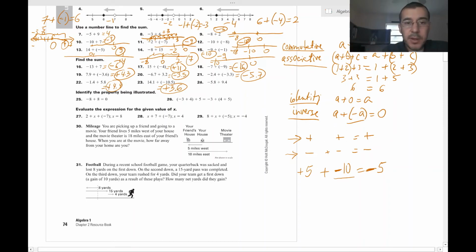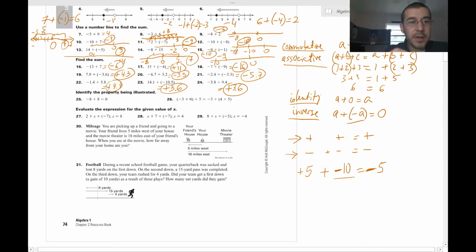Okay. 24, we have minus 5 and plus 9. Plus 9 is larger, so the sign will be plus. 9.4 minus 5.6, 5.8. It's 3.6. So that's the answer, plus 3.6.